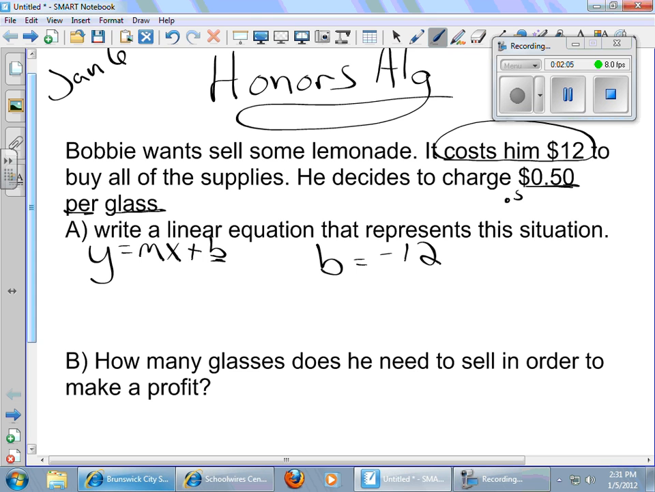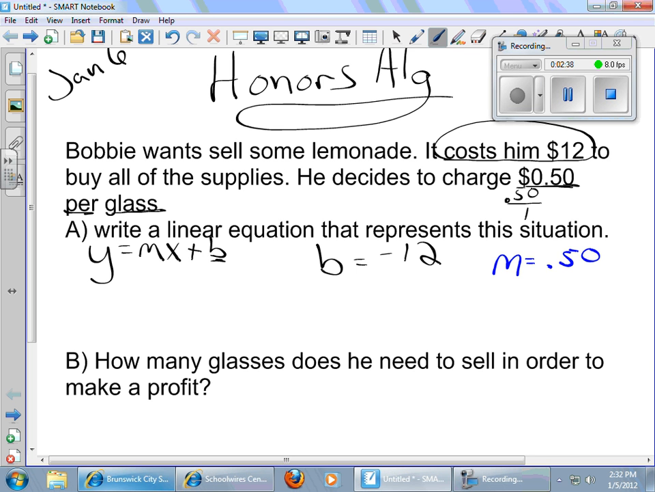I have 0.50 for one glass. So, one glass would be 50 cents. Two glasses would be $1. Three glasses would be $1.50. Four glasses, $2, etc. Now, some of you could go ahead and just figure that out doing it that way. And that's fine, except the problem tells you to do it algebraically. So let's make a note here that we know that the slope is 0.50, 50 cents, in other words.